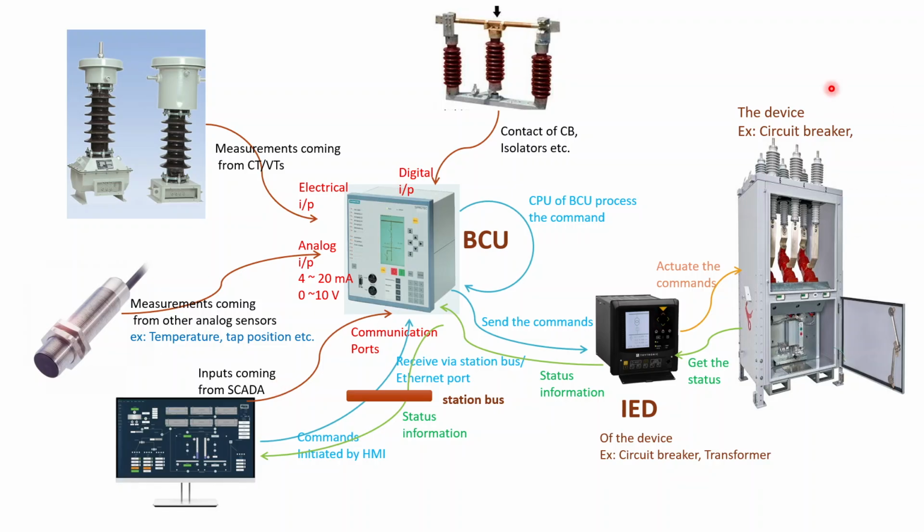For example, what is the status of the circuit breaker, whether it's open or closed, and that will be visible in the SCADA system, right? So that is the main function of the bay controller unit. You can see it processes the various commands coming from different inputs and takes decisions, and based on that decision, it sends the commands to the corresponding IEDs, right? And then it monitors the status of these devices and sends that information back to the SCADA system, right?